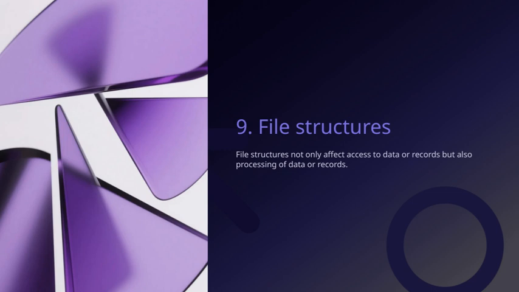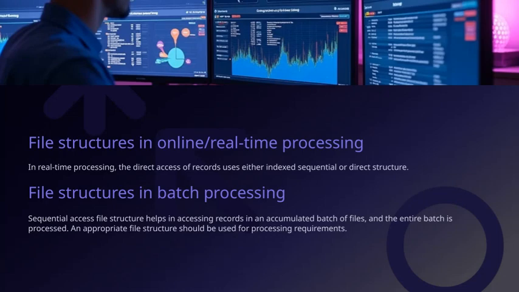Ultimately, the way we organize our data affects not only how easily we can find and access information, but also how smoothly our processing tasks run. So, in essence, file structures are foundational to both data access and the overall efficiency of data processing in any system. Let's take a closer look at how file structures are used in batch processing.